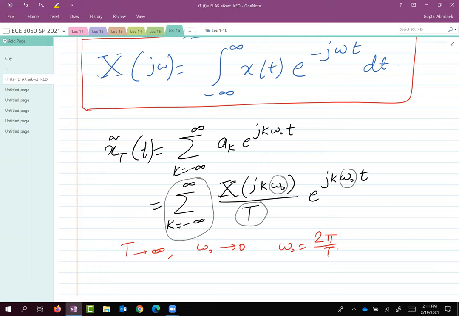Any thoughts on how I can do this? So here is one idea. If everything is written in terms of omega naught, probably things are going to be easier because I can let omega naught go to zero. And hopefully something cool will come out of it. So let's try to transform everything in terms of omega naught. The only thing I need to do is I have a T here.